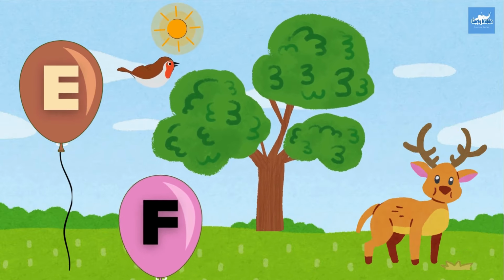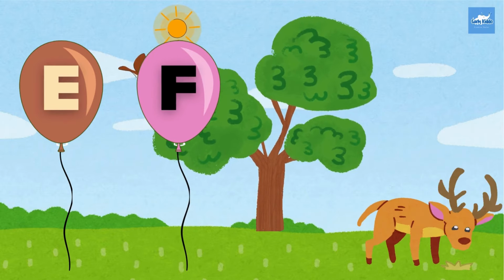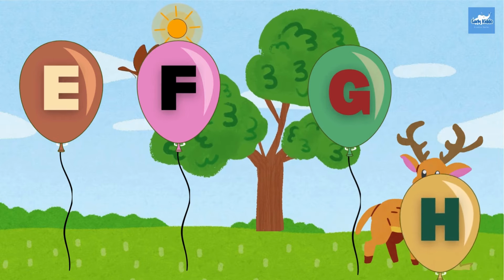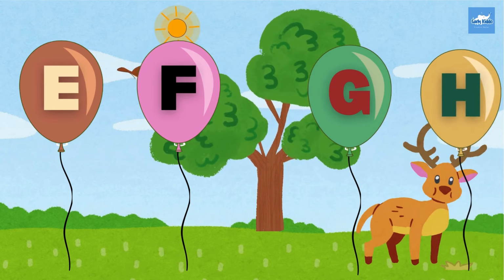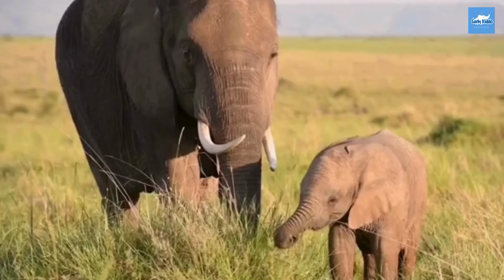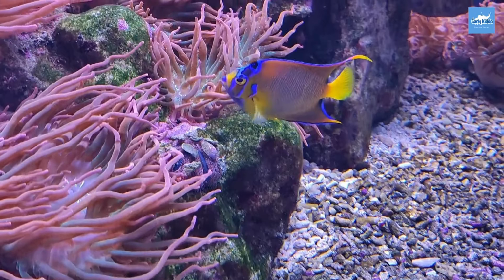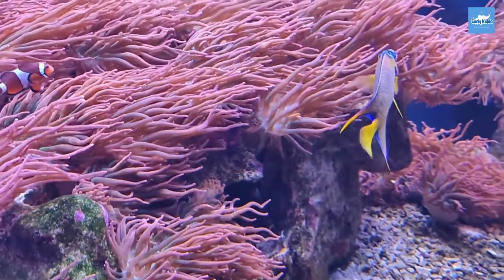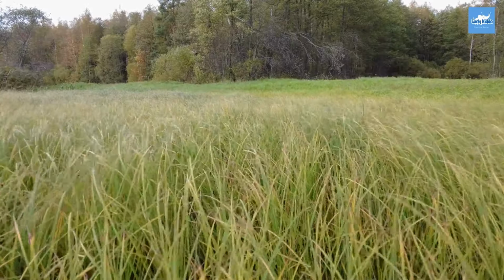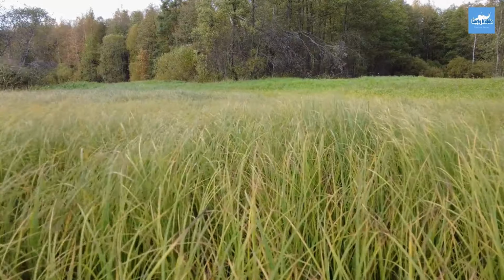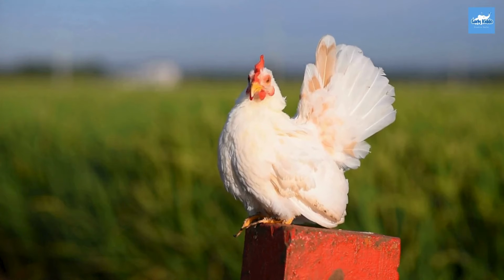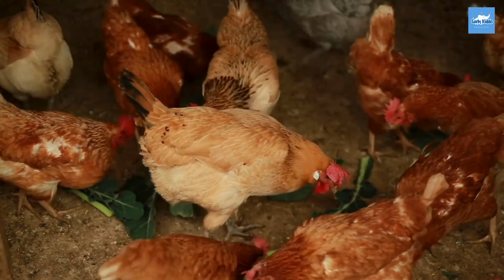E. F. G. H. E for elephant. E for elephant. F for fish. F for fish. G for grass. G for grass. H for hen. H for hen.